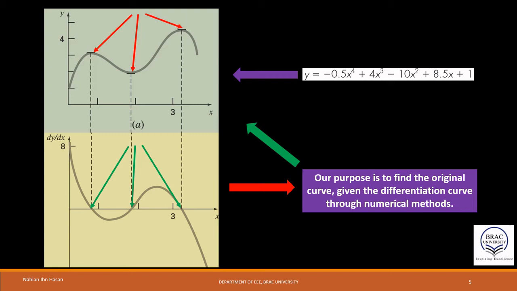That means we will be given this differential curve, or the differential values, and we need to calculate the original values of the dependent variable. That means we will be given this differential curve and we need to derive the original curve. So that is the purpose of solving a differential equation. We will be given the differential curve and we will need to find out the original curve. So that's the purpose of solving a partial or ordinary differential equation.